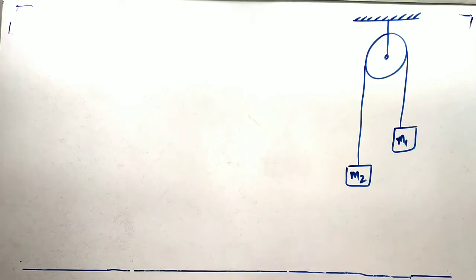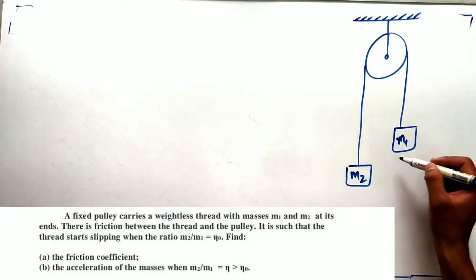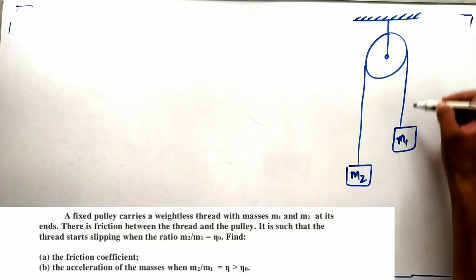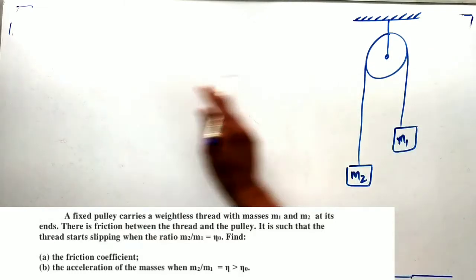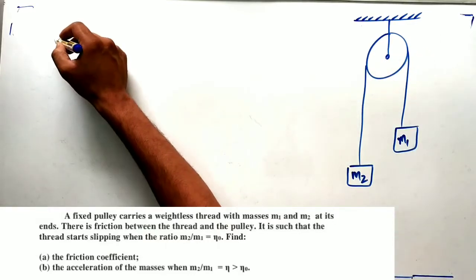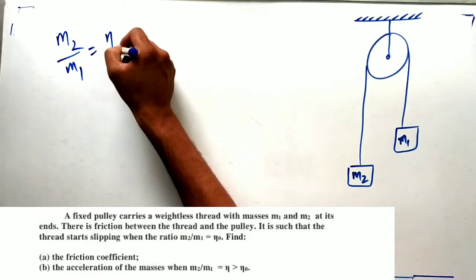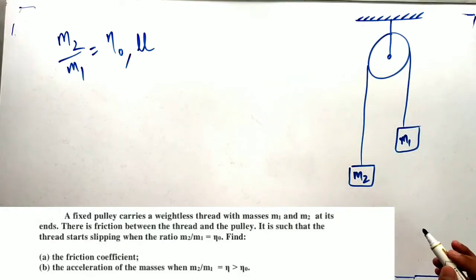Today we have another question which involves a fixed pulley and two masses M2 and M1. We have a rope, or a thread. It is said that the thread starts slipping on the fixed pulley when the ratio M2 divided by M1 is equal to eta naught. In that case, we have to find the coefficient of friction between the thread and the pulley.